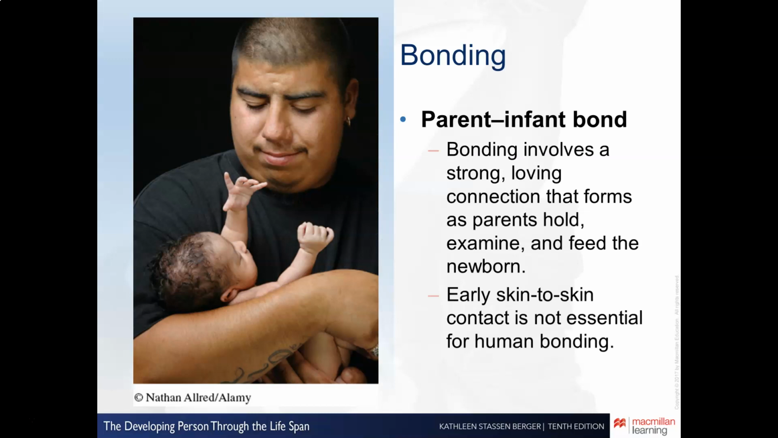And we'll take a look here at parent-infant bonding. Remember, bonding means a strong, loving connection. It basically forms when parents hold, examine, and feed the newborn. It's interesting they mention that early skin-to-skin contact is not essential for human bonding. It can be other factors as well, like feeding, examining, looking at, interacting, talking, and making sounds. All of those are important for human bonding.